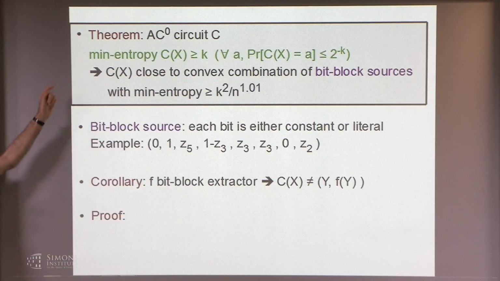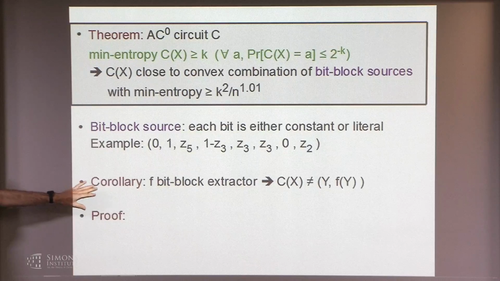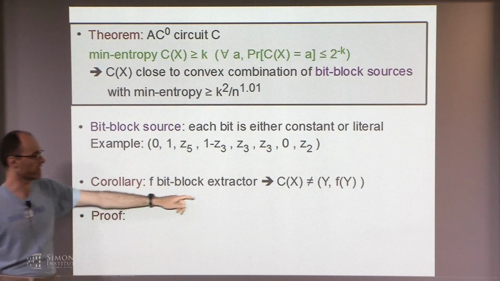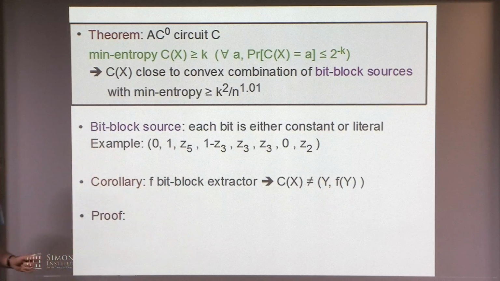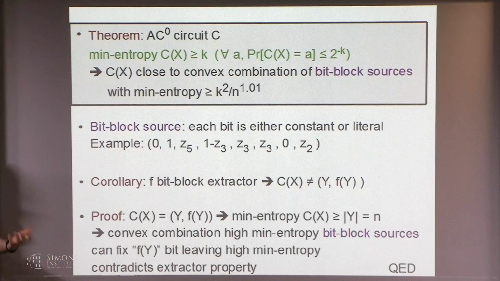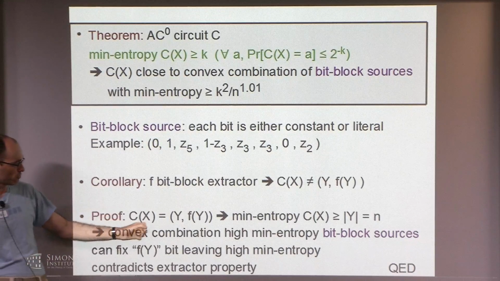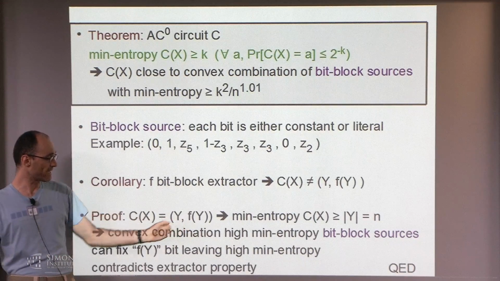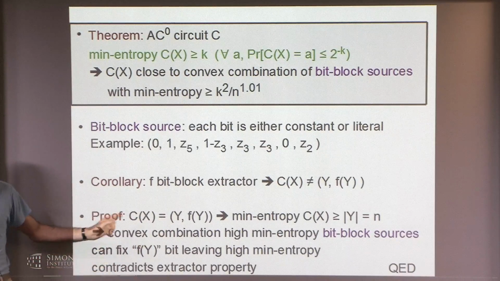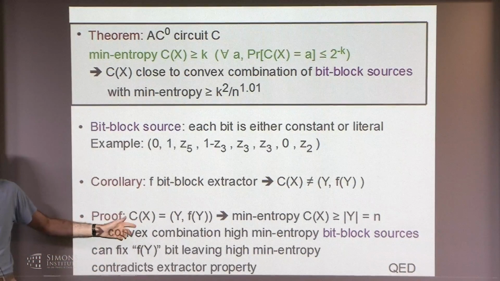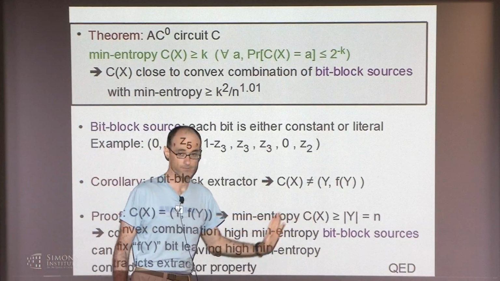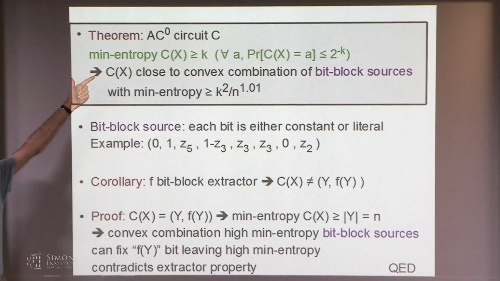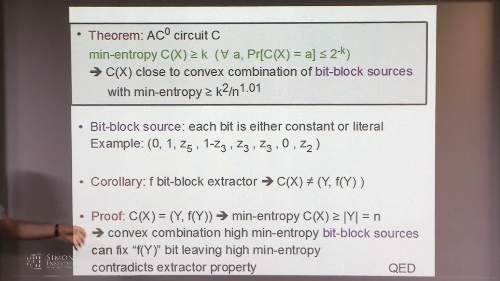So as a corollary of this theorem, I want to show now why the circuit cannot sample input-output pairs of this function f. Okay. So here is the proof. We do proof by contradiction. Assume that you could sample this thing exactly. Then in particular, the min-entropy of the output distribution of C is very large because this thing has min-entropy n. Okay, so the min-entropy of X will be n. By this theorem, you can write C(x) as a convex combination of these bit block sources.